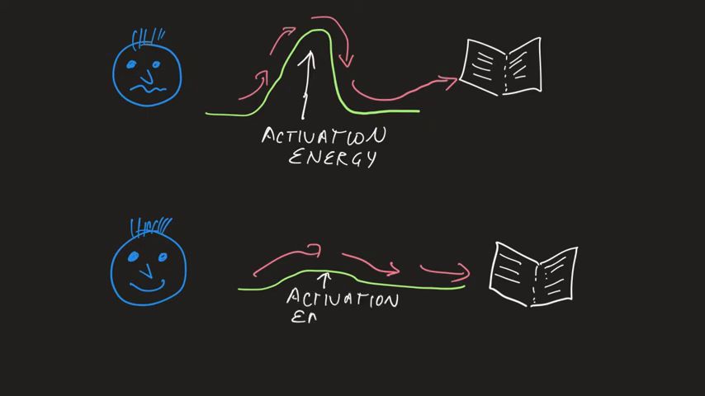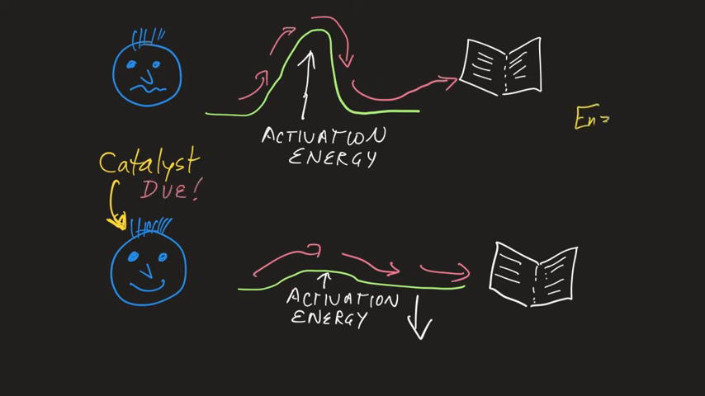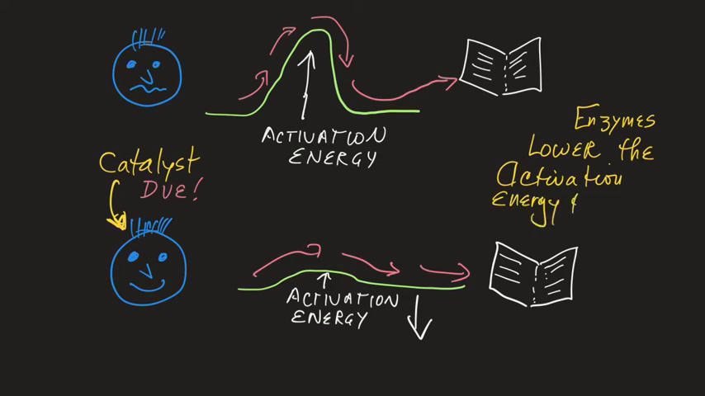The enzyme works in much the same way. Here, the chemical reaction is the process of studying that you see here, that is shown by the book, and the enzyme or the catalyst lowers the activation energy required to start the reaction. So here we have it again. Enzymes lower the activation energy required to start a chemical reaction.